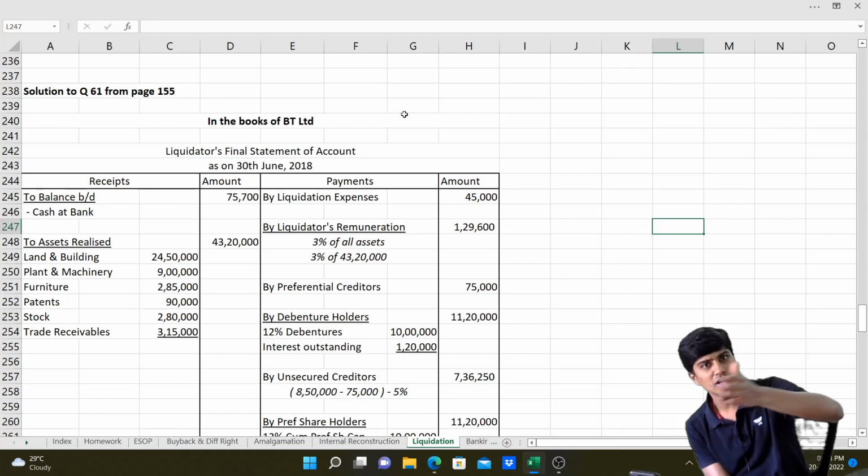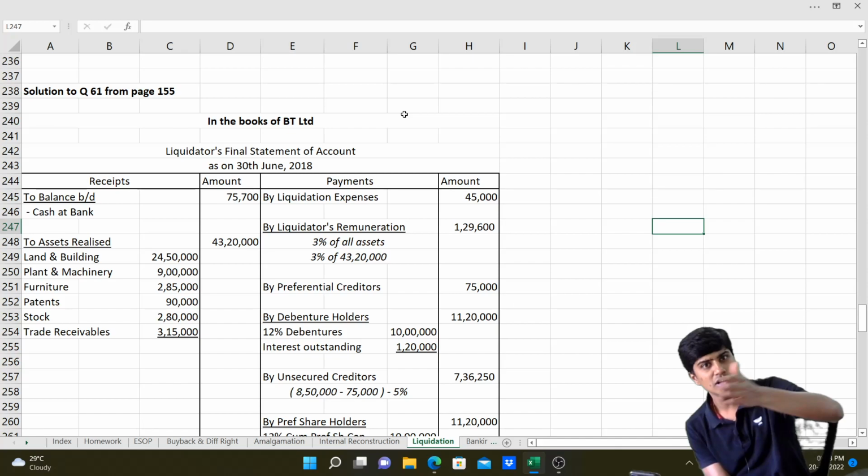BT Limited went into voluntary liquidation. It doesn't really matter whether it is voluntary or enforced. All you're going to do is the liquidator's final statement of account. On 31st of March 2018, the detailed balance sheet was as follows. They've given the balance sheet. There is issued and subscribed capital. There are two variants of equity share capital: shares of rupees 100, 75 paid up, and shares of rupees 100, 60 paid up. We need to compute the equated amount of shares, and then compute how much money should be paid to one shareholder and how much should be collected from the other. This would have to be adjusted using notional calls. We'll do it at the end of the problem if required.